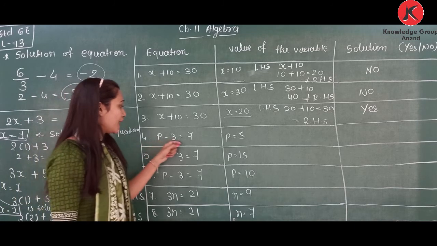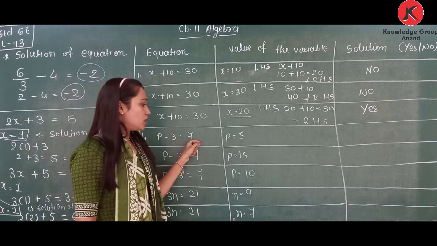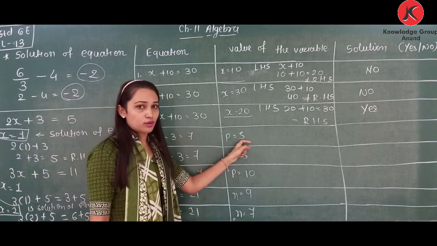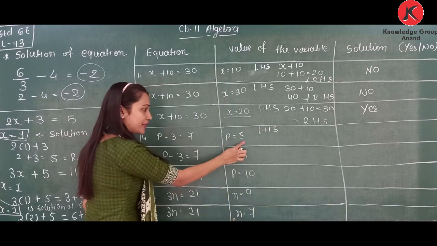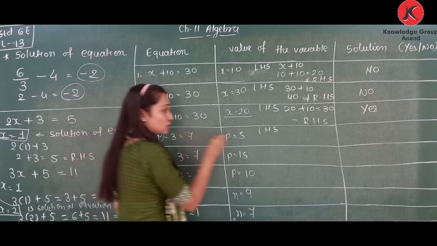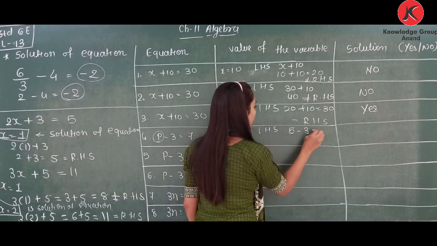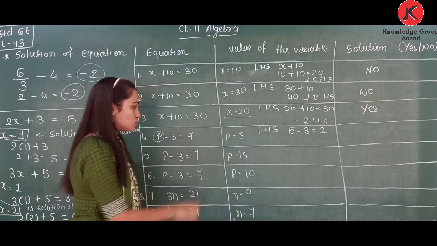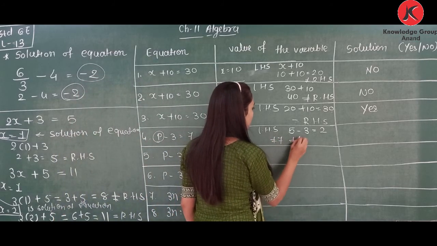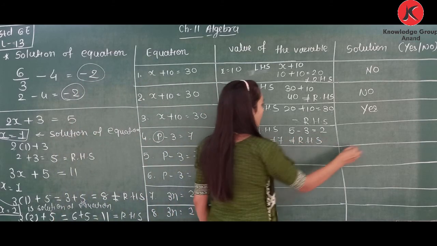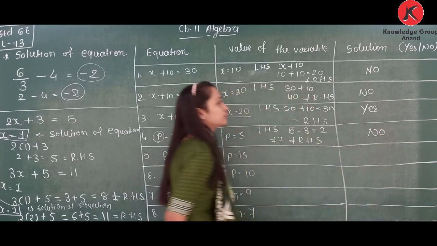Next, p minus 3 is equal to 7. Here we need to take p as 5. So let's check whether it is a solution or not. Instead of p, we need to write 5 here. So 5 minus 3, that is 2. It is not equal to 7. So it is not equal to right hand side. And it is not a solution.